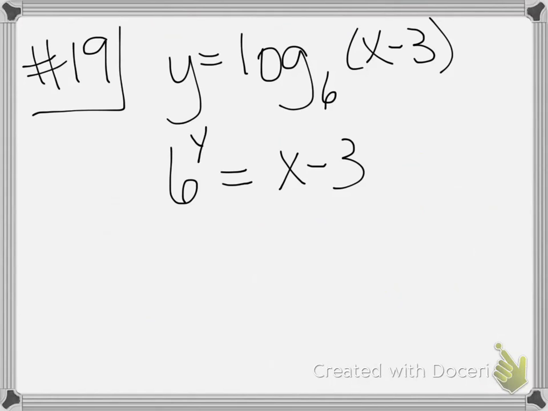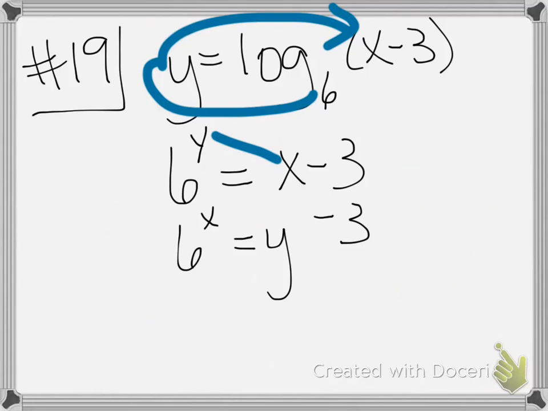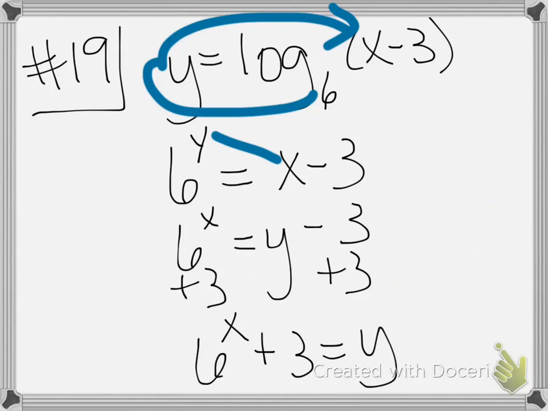One more problem here that I'm going to work. I'll leave the graphing ones for you guys to do on your own. 6 to the y power equals x minus 3. Take the y and the x, switch them. 6 to the x equals y minus 3. That doesn't look right. Let's do that again. Add 3 to both sides to get y by itself. 6 to the x plus 3 equals y is my inverse.